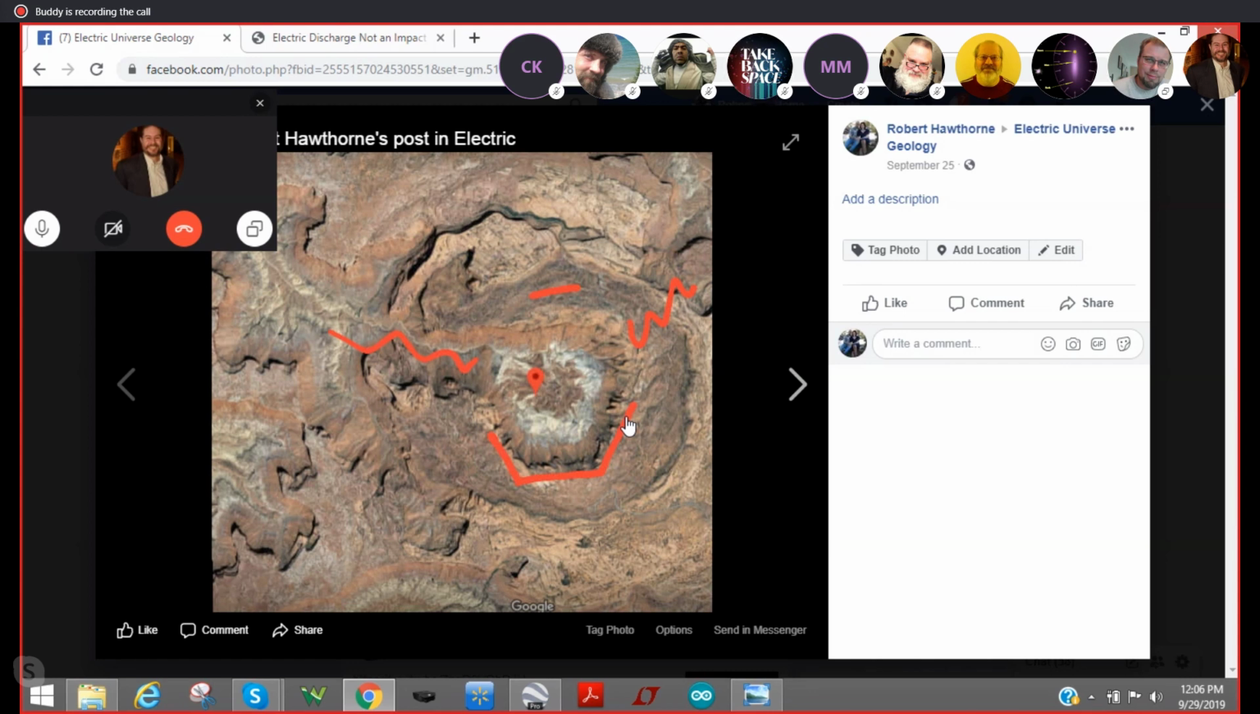The only reason I found this one is that I look at craters constantly. The only reason I thought of this, I was going to. Shush. It's okay. I want to hear Robert for a second. Sorry, guys. No, it's okay.